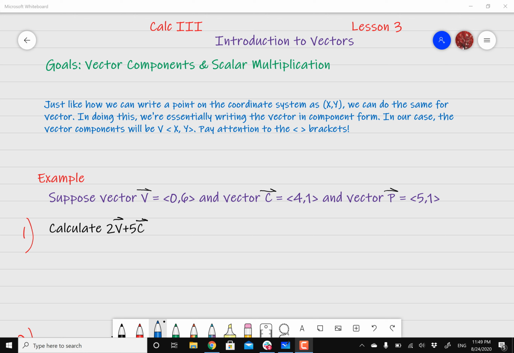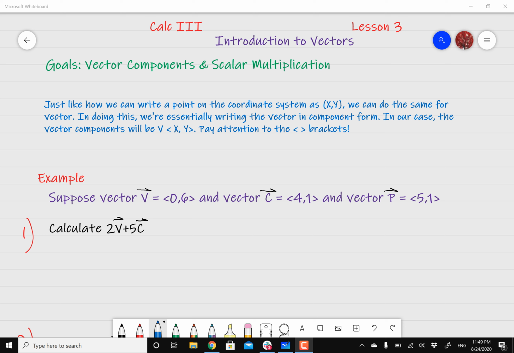So in this video, we're going to talk about vector multiplication in component forms of vectors. This is referred to as scalar multiplication, and it's just a fancy name of saying, hey, we're multiplying one, two, or more vectors. So the goal of this video is to go over vector components and then do some scalar multiplication.